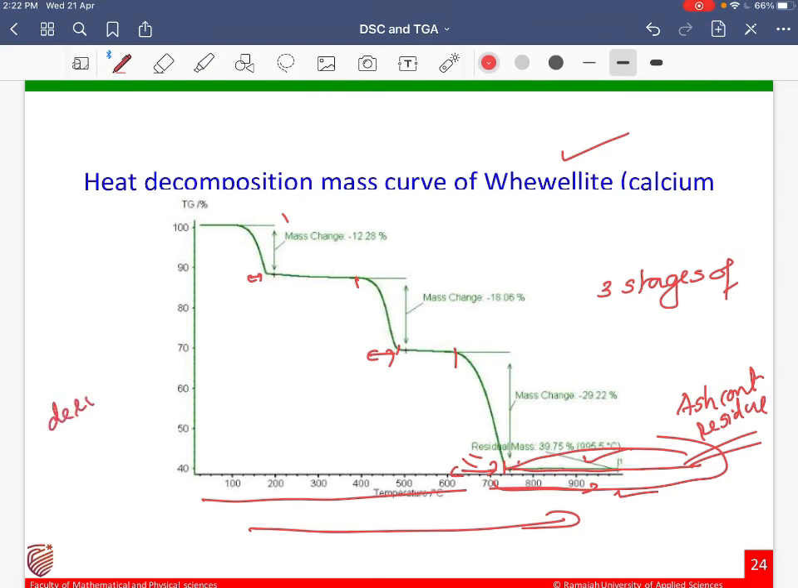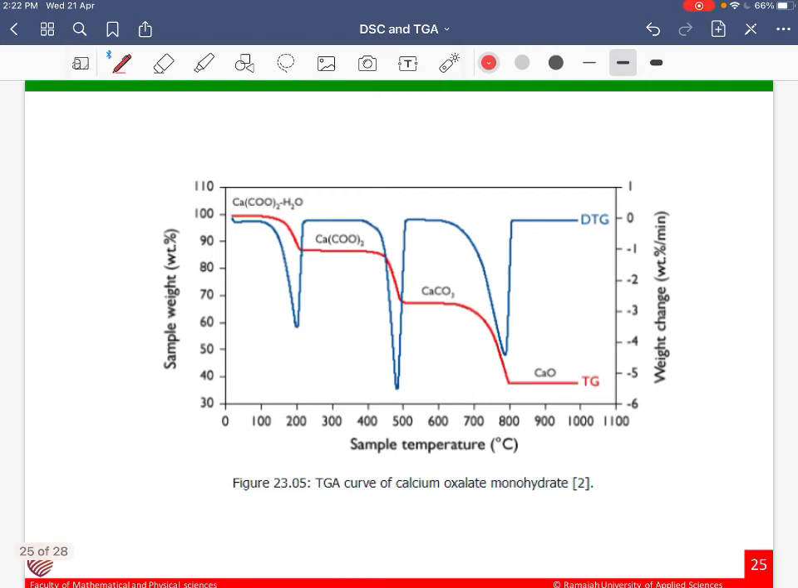At what temperature the maximum degradation is happening in each stage, if you want to know that, then we have to take a derivative graph of this thermogram. This graph is known as a thermogram. If you take the derivative, it looks like this. For this same compound, this red line is the thermogram, and if you take the derivative of that thermogram, we will get the derivative thermogram.